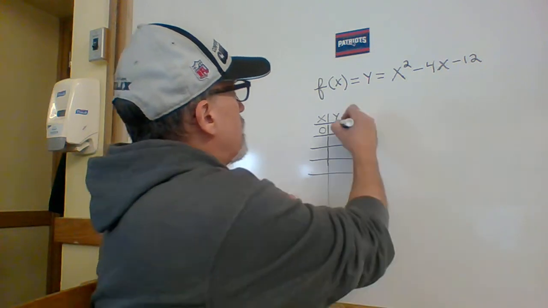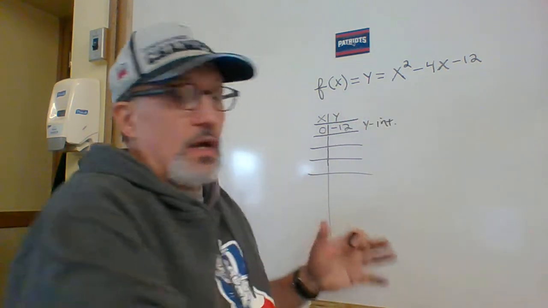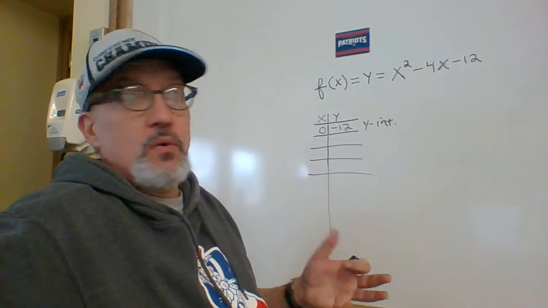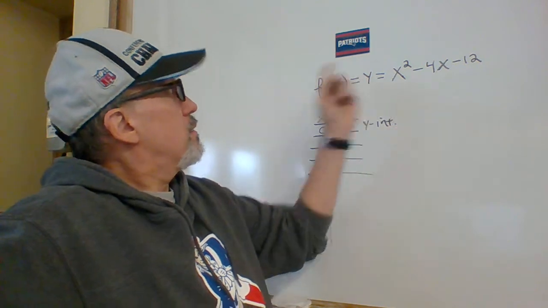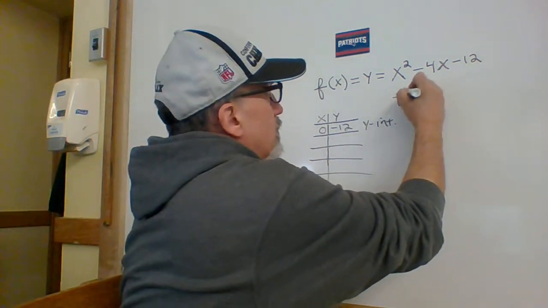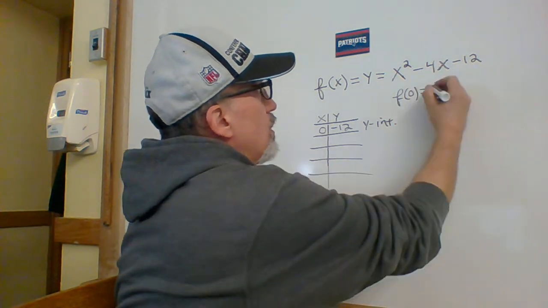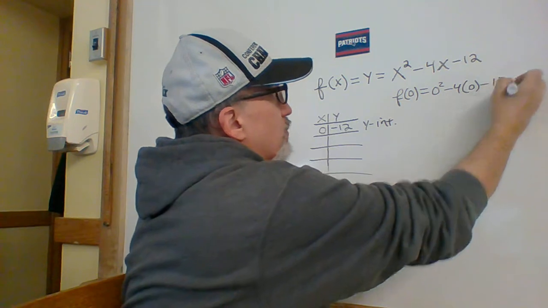And the reason for that is that on the y-axis, x is 0. So we simply have to evaluate the function for 0 to find the y value that goes along with it. And symbolically, that would be f of 0 equals 0 squared minus 4 times 0 minus 12.